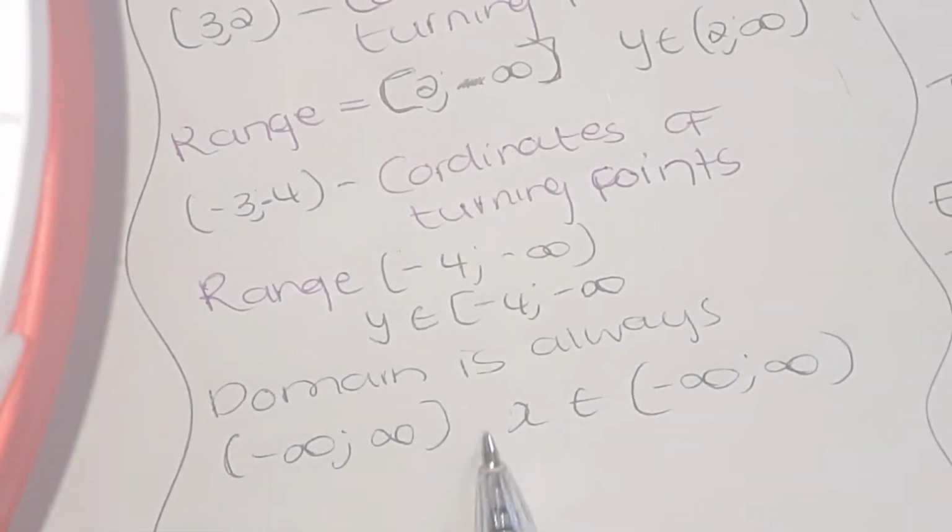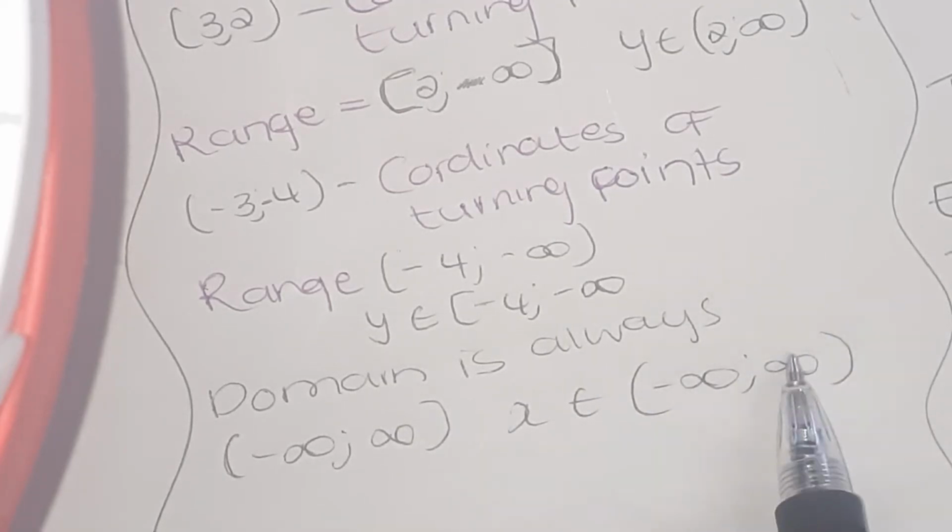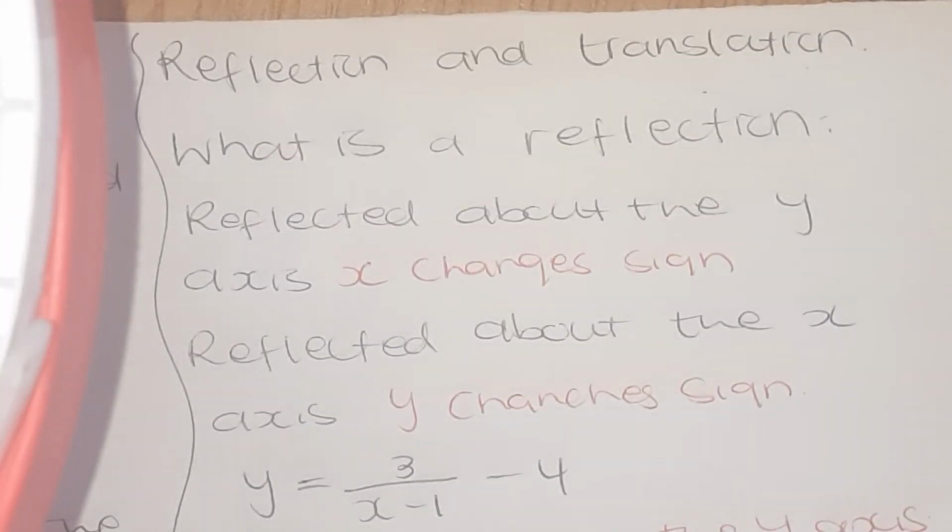But the domain is always like this for a parabola: from -infinity to positive infinity. X is an element of a real number from -infinity to positive infinity. Always, this is how you write the domain for a parabola. And let's do reflections so that we can close up this video. This is easy, guys. A reflection.